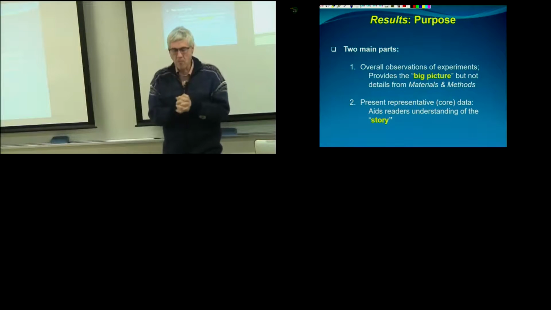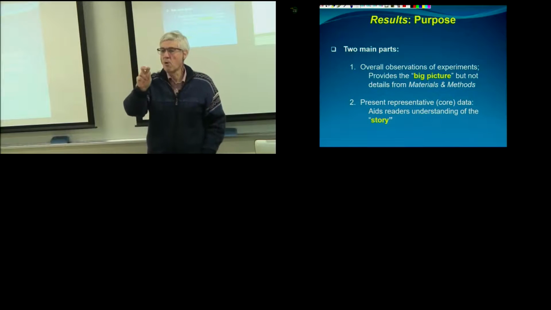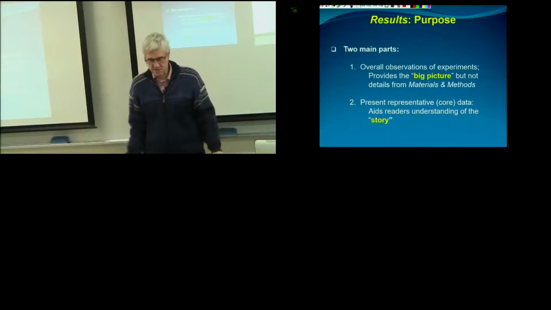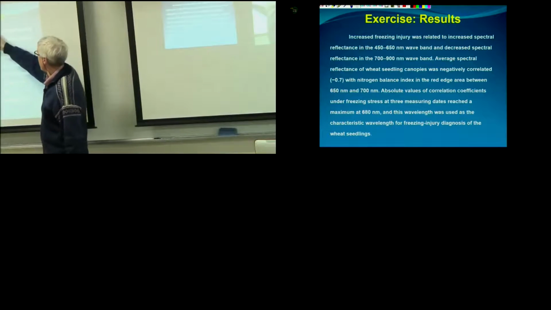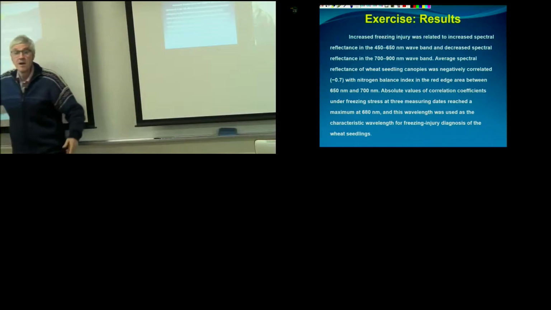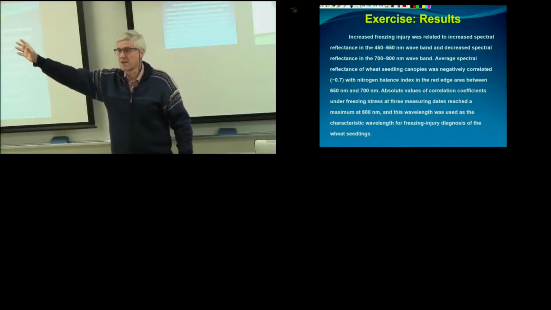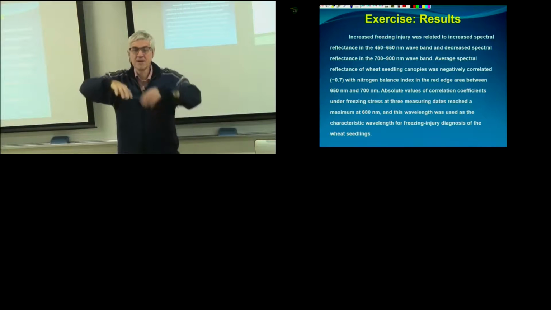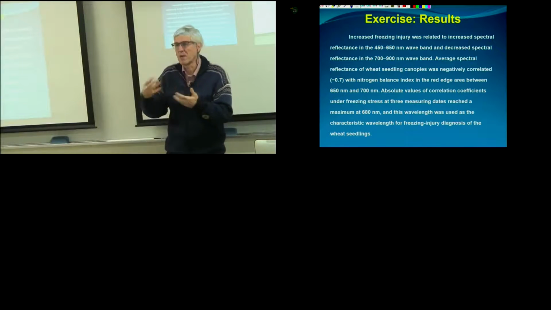This is the big overall picture in the results section, and then pick out important points that you want to help give more detail to the story. So in the exercise that we did, it said increased freezing was related to increased spectral reflectance. So that's the big story. There were increases in spectral influence. They didn't tell you yet which parts were and why it was, but the big story is, yes, there were big changes. So there is something that we can talk about.